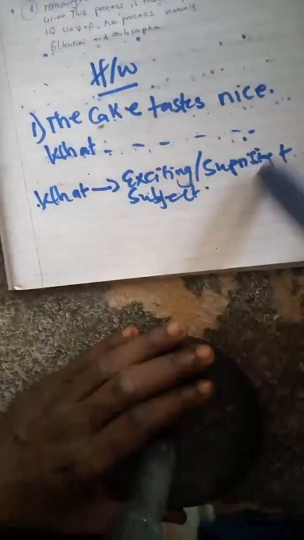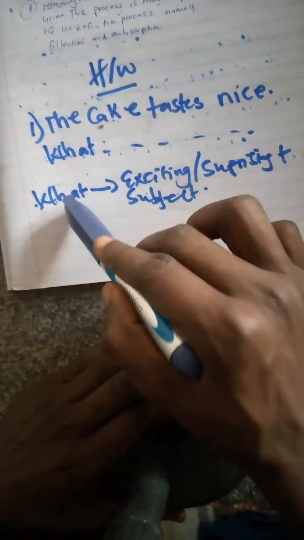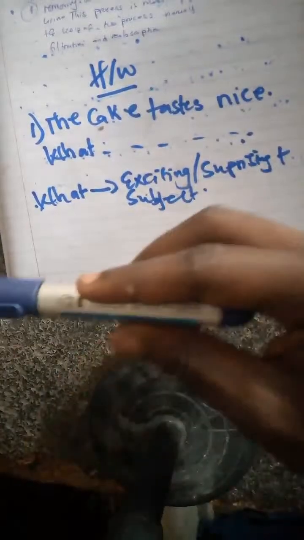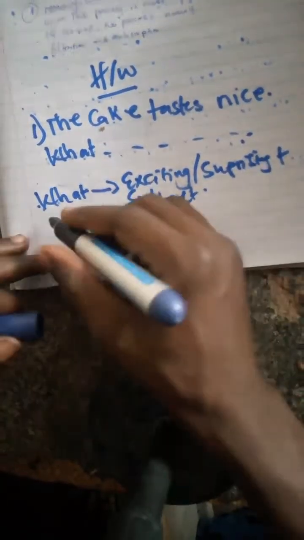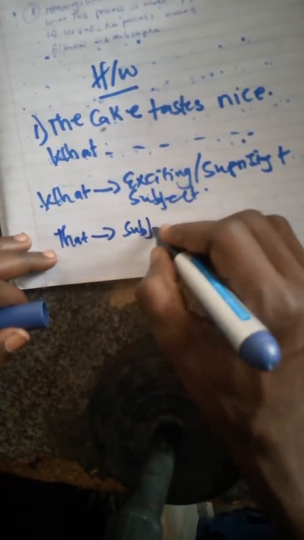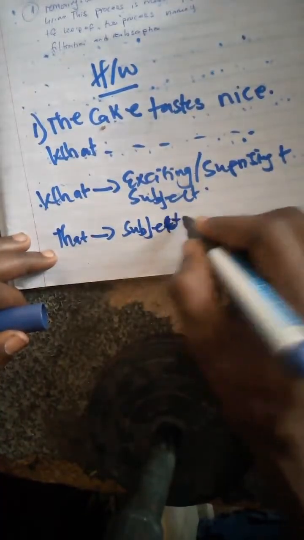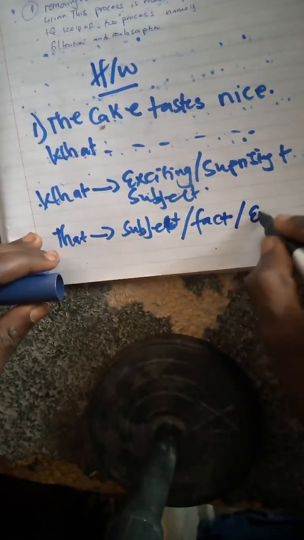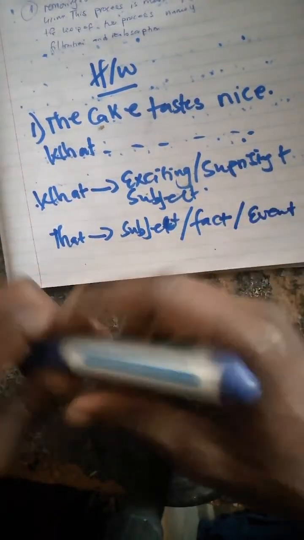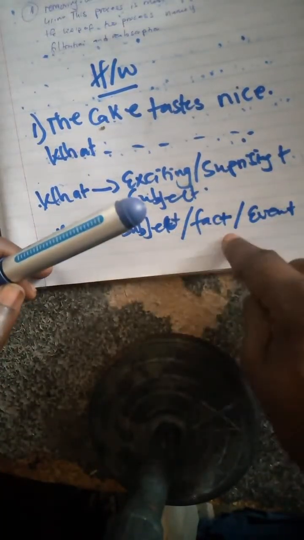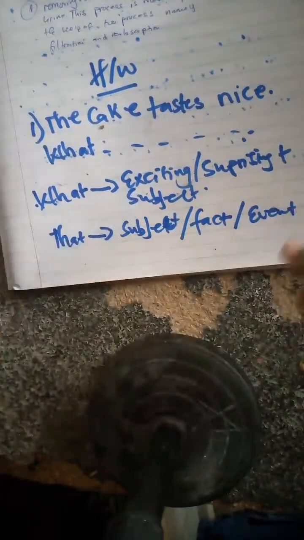So this is the thing that you must understand when the rewrite says begin with what. So start with something exciting or surprising, then subject, then end with what has been given unto you. Make sure that you can start with a subject, like the way the question was, that example I gave, the subject, or you can start with a fact or an event. So when you start with a subject, you must end with a fact. When you start with a fact or an event, end with a subject. All right.